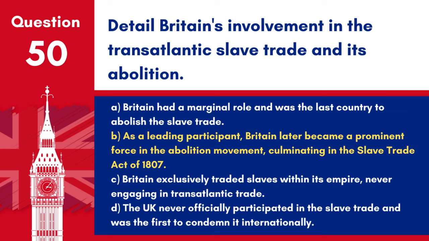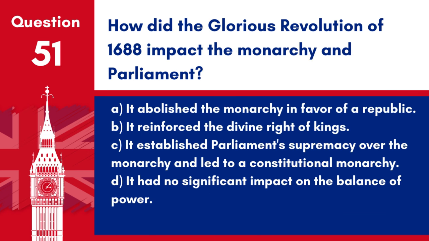Answer B. As a leading participant, Britain later became a prominent force in the abolition movement, culminating in the Slave Trade Act of 1807. Britain's significant role in the transatlantic slave trade was followed by a moral and political shift that led it to champion the cause of abolition. Question 51. How did the Glorious Revolution of 1688 impact the monarchy and parliament?